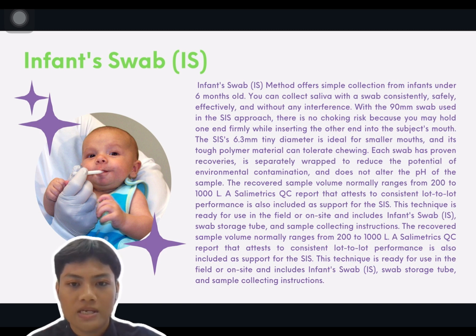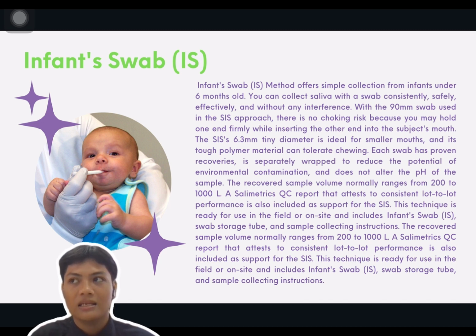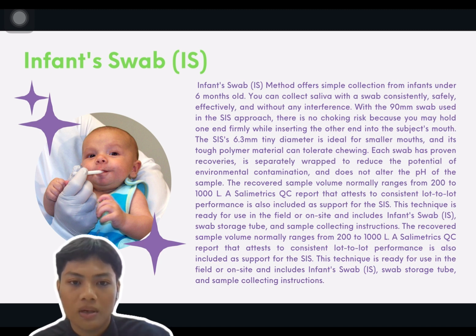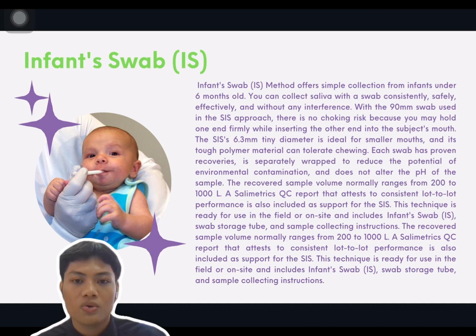Okay, next I will explain the infant swab method. The infant swab method offers a simple collection from infants under 6 months old. You can collect saliva with the swab consistently, safely, effectively, and without any interference. Basically, this is the same as the children's swab method and the adult swab method, and again it only differs in the size of the apparatus. This is because the infant swab only uses a 90mm swab. And there is no choking risk because you may hold one end firmly while inserting the other end into the subject's mouth.